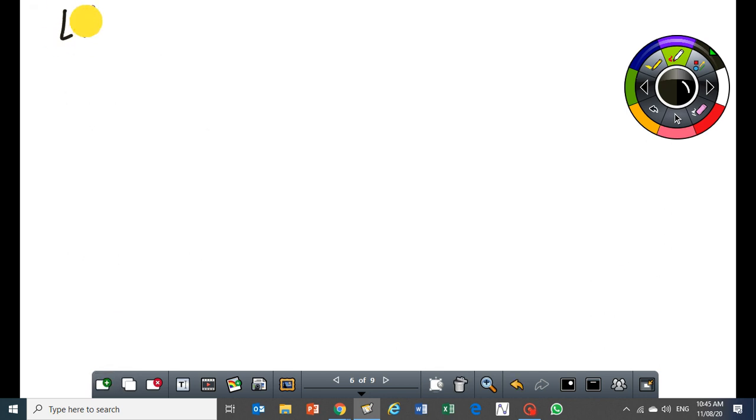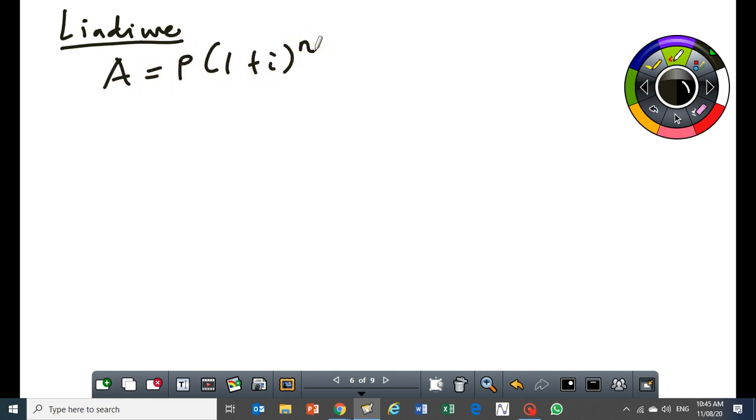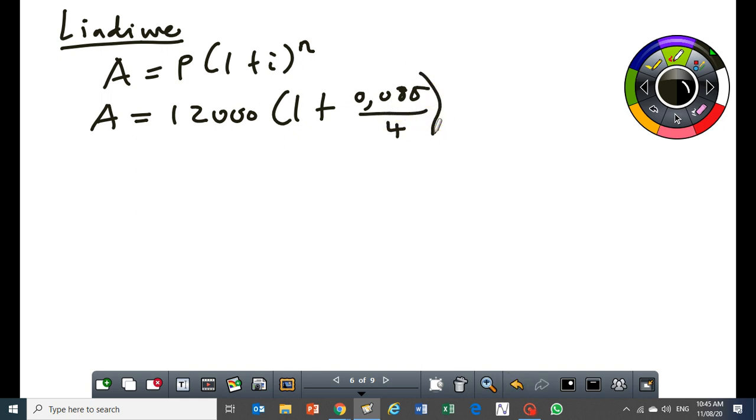So, for Lindiwe, you use the formula A equal to P times (1 plus i) raised to the power of n. But the interest is compounded quarterly, so her future value will be 12,000 times (1 plus 0.085 over 4). Okay, because the interest is compounded what? Quarterly. And there are 5 years, so 5 times 4 will give you 20 there. What answer do you get? 18,273. How many cents? 4.